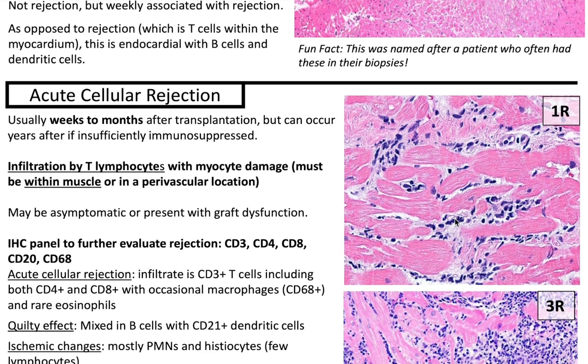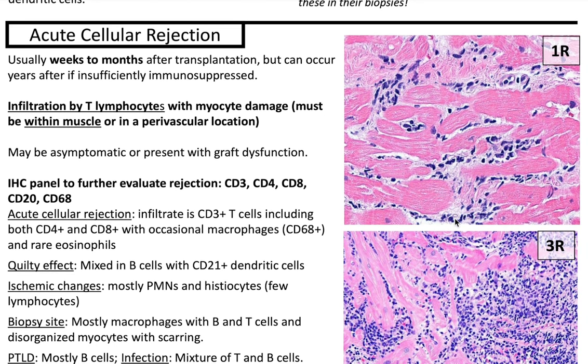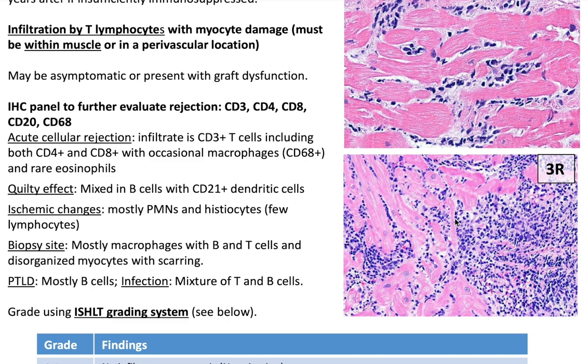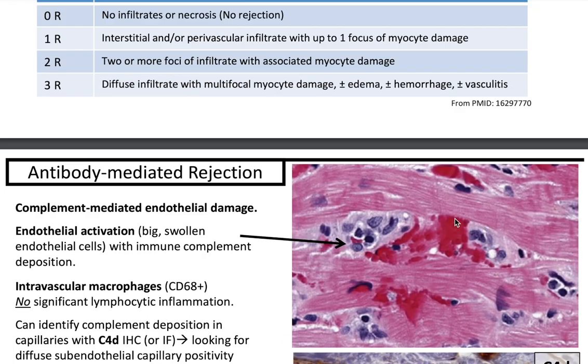Acute cellular rejection, usually weeks to months after transplantation. You want to see infiltration by T lymphocytes with myocyte damage, and so it must be within muscle or in a perivascular location. And you can order CD3, 4, 8, 20, 68 to further evaluate rejection. And you'll grade using the ISHLT grading system from 0 to 3.